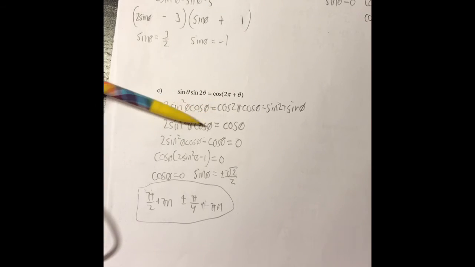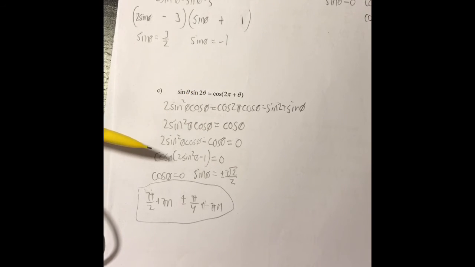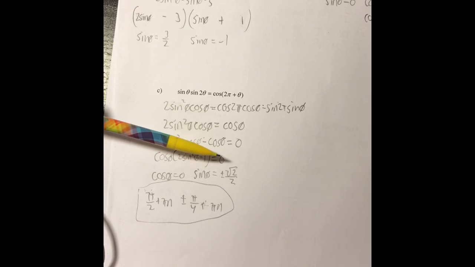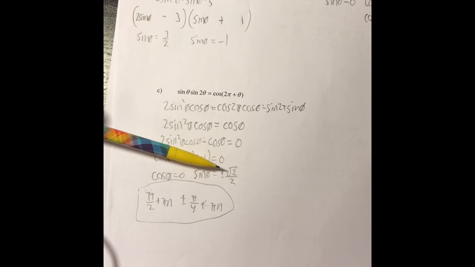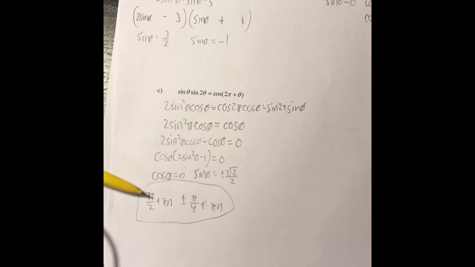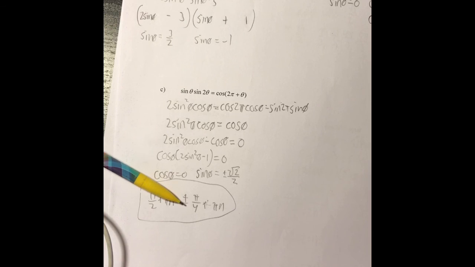Then you should have subtracted cosine on both sides to get 2 sine squared times cosine minus cosine equals 0. From there, you should have taken out a cosine to get cosine, in parentheses, 2 sine squared minus 1 equals 0. Cosine will then equal 0, and sine will equal positive or negative square root 2 over 2. Then you should have gotten the answers pi over 2 plus pi n, and plus or minus pi over 4 plus pi n.